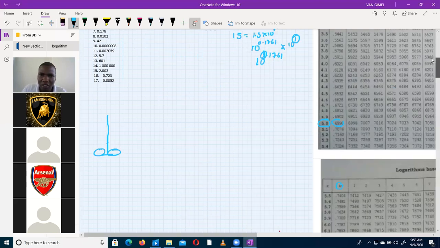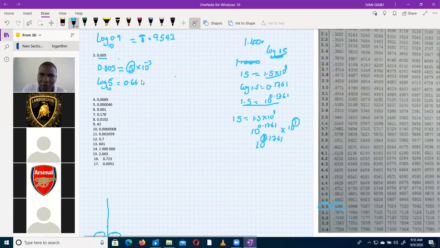So this will be 0.6990. But in the question, they're not asking me to find the logarithm of 5. No, they're asking me to find the logarithm of 0.005. So where there is 5, I'm going to substitute this. Remember, here we're simply saying 5 is equivalent to 10 to the power of 0.6990.